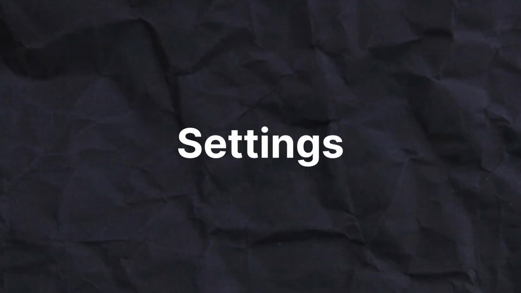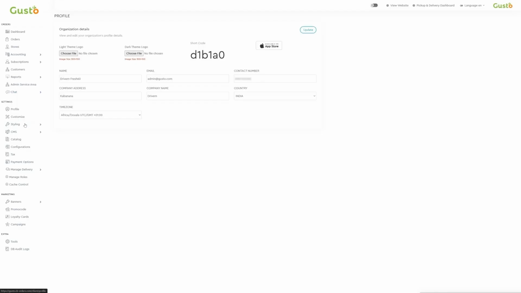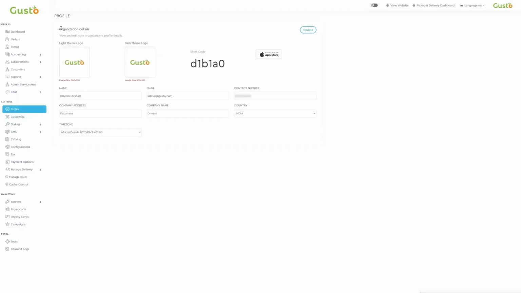We move to the second section of our admin panel, with its first section, which is settings, which is further divided into 11 subsections. The first subsection is profile. Here we can customize the admin's profile, like we can update organization details, light theme and dark theme logo, name, email, contact number, company address, company name, country, and time zone.